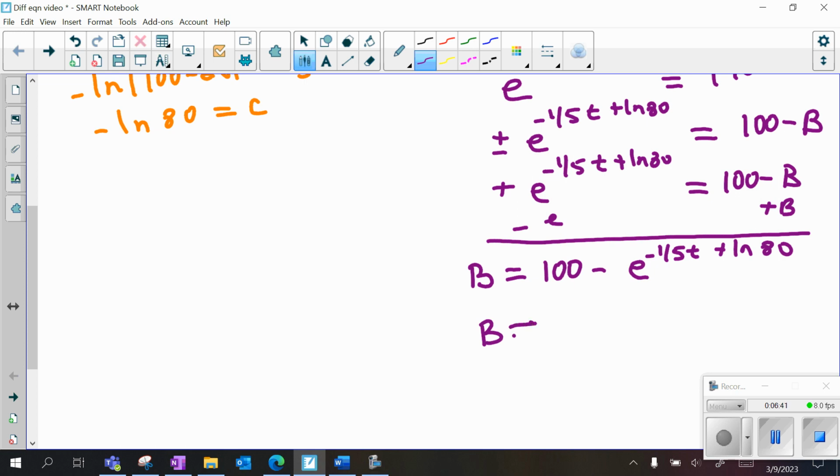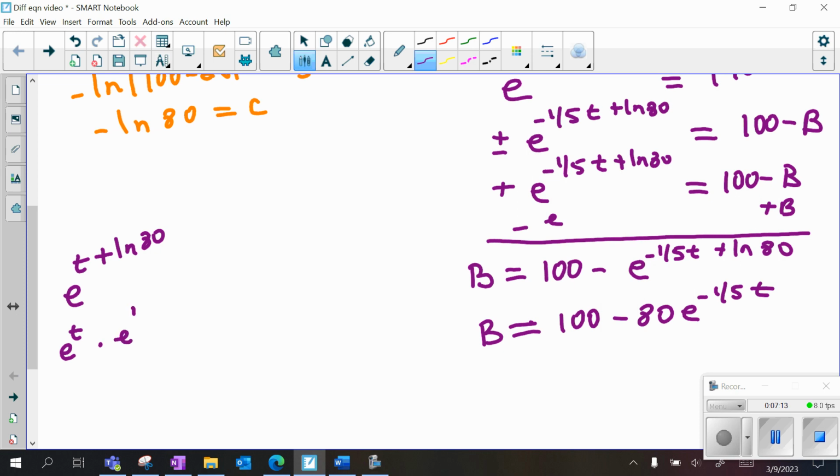B equals 100 minus E and ln are inverse operations, so they undo each other. So this could just be 80 E to the negative 1/5 T. And this goes by the rule, and I'll just write it like this for now. If I just have E to the T plus ln of 80, when do we add exponents? When we multiply bases.